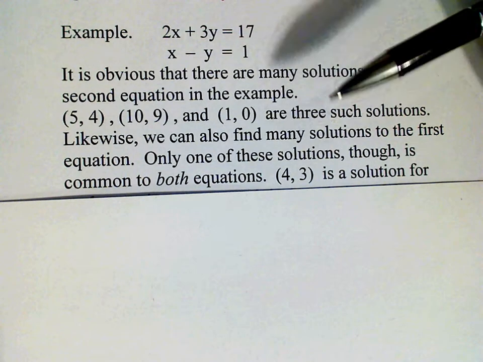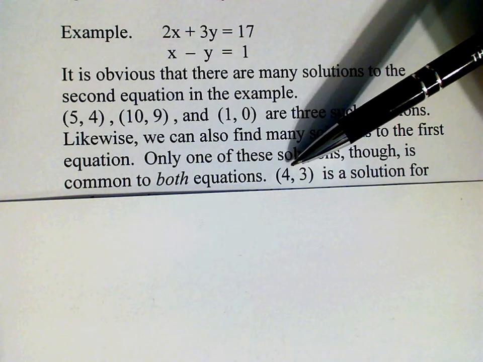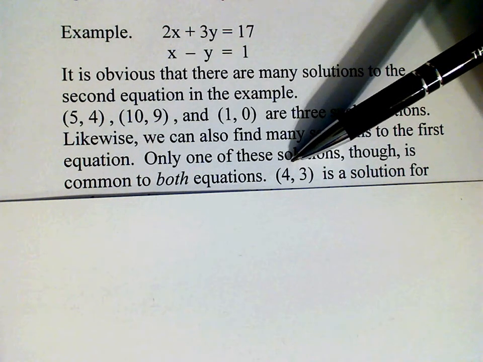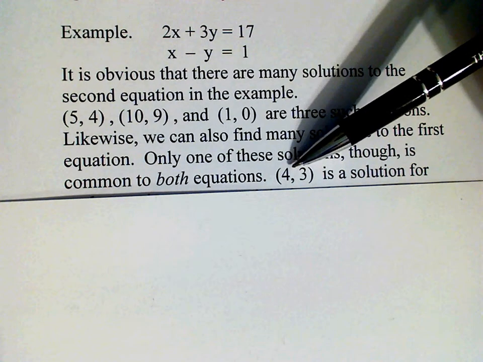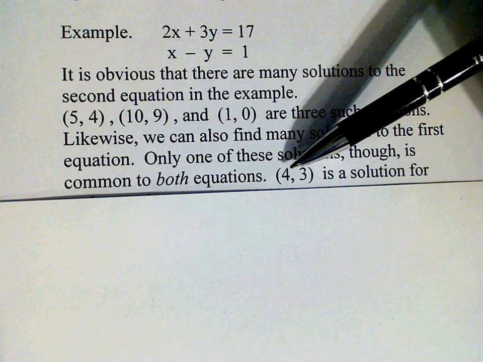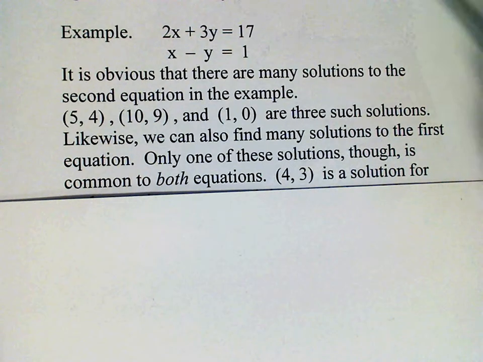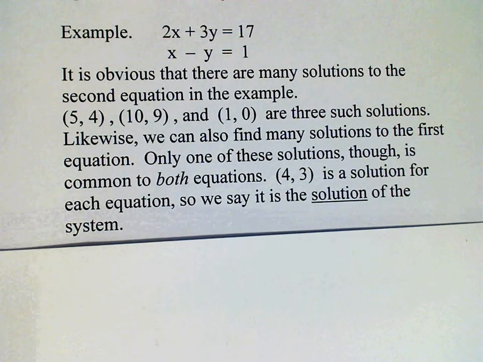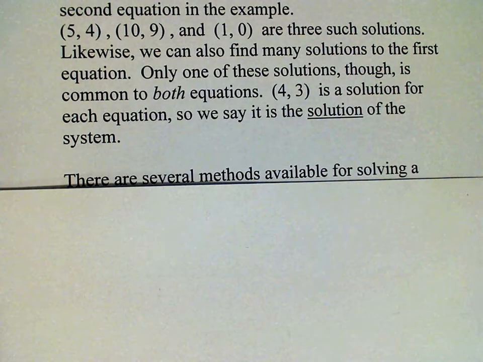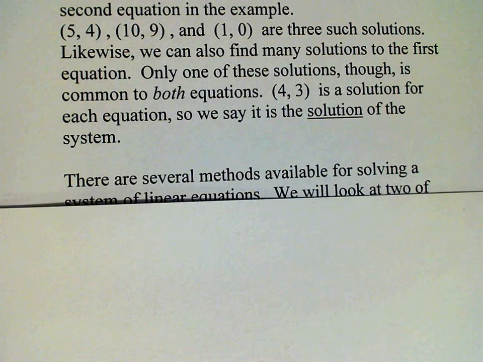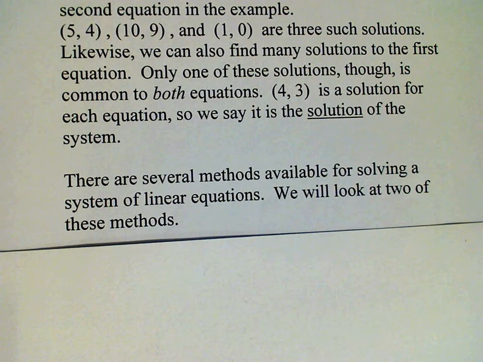By the way, when we write a solution in this form as an ordered pair to a system in x and y, it is assumed that the first value refers to x and the second value refers to y. So this is just a short way to write x equal to 4 and y equal to 3. Now, there are several ways to solve a system, and we will look at two of these methods.